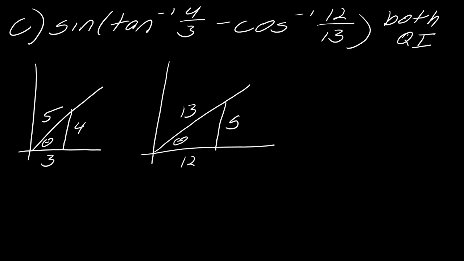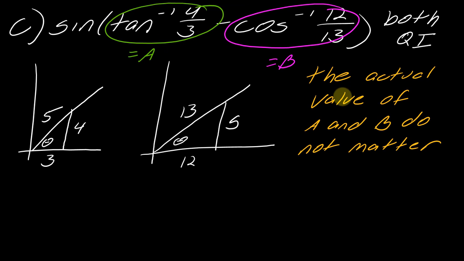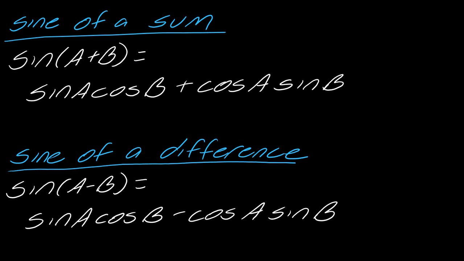Okay, so now I'm going to view the value of this as A and the value of this as B. The actual value of the angles does not matter, because we're ultimately going to take the sine of these. So I'm going to call this A, this B. Now what I'm really going to evaluate is sine of A minus B. And you might remember that we had an identity.